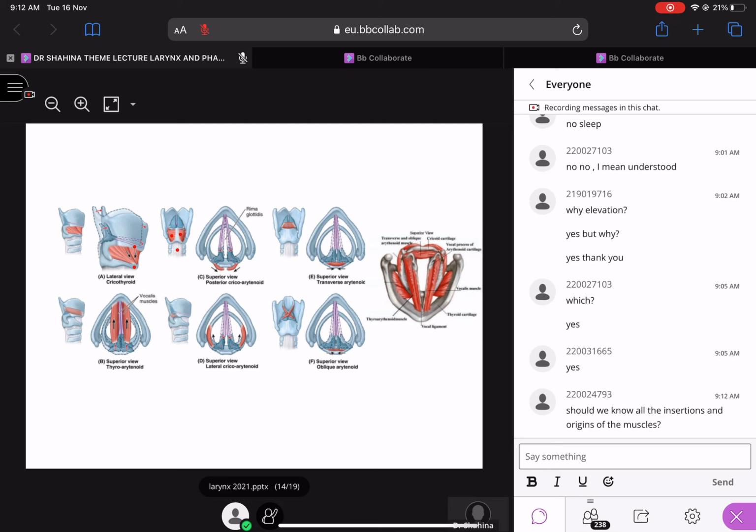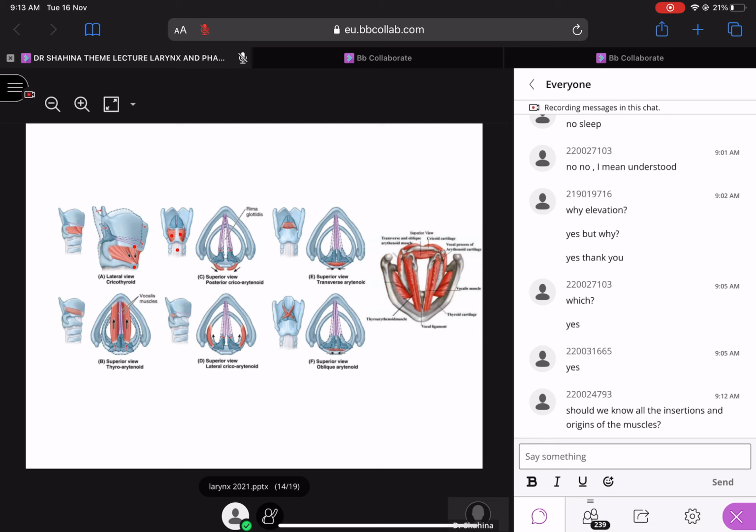Should we know all the insertions and origins? If you can, it is very good. If you understand, there is no need to learn it by heart. So this is what I am concentrating on now. Other things you can read, but this you just need to understand. So just see here. This is on the posterior side. So the first thing is fixed.